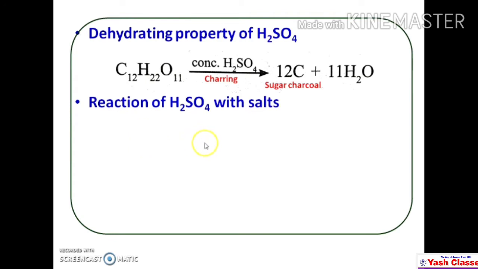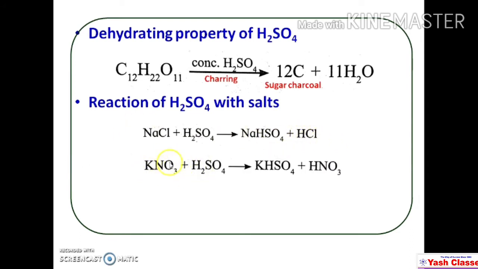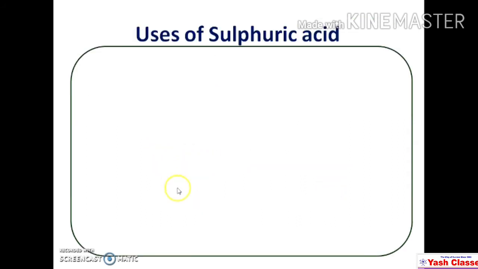Then the reaction of sulfuric acid with salts. Sulfuric acid reacts with sodium chloride, and there is a formation of sodium hydrogen sulfate. At the same time, we get HCl, hydrochloric acid. Similarly, it reacts with another salt, potassium nitrate, and there is a formation of potassium hydrogen sulfate plus nitric acid. It also reacts with another salt like calcium fluoride, and calcium fluoride gets converted into calcium sulfate plus HF. So this is about the reaction of sulfuric acid with salts.